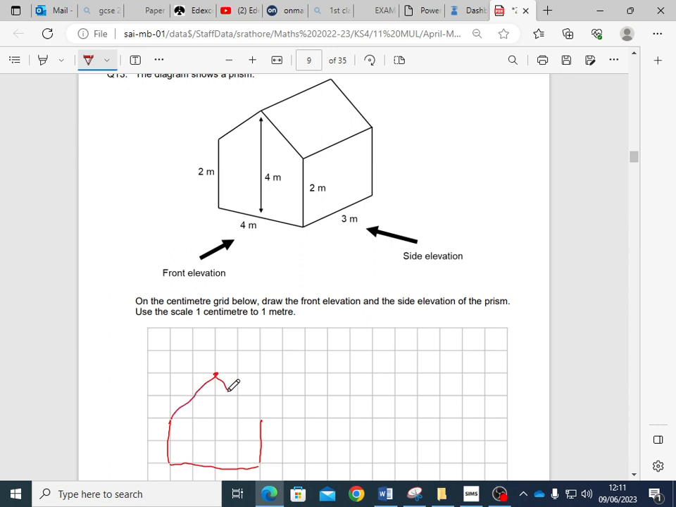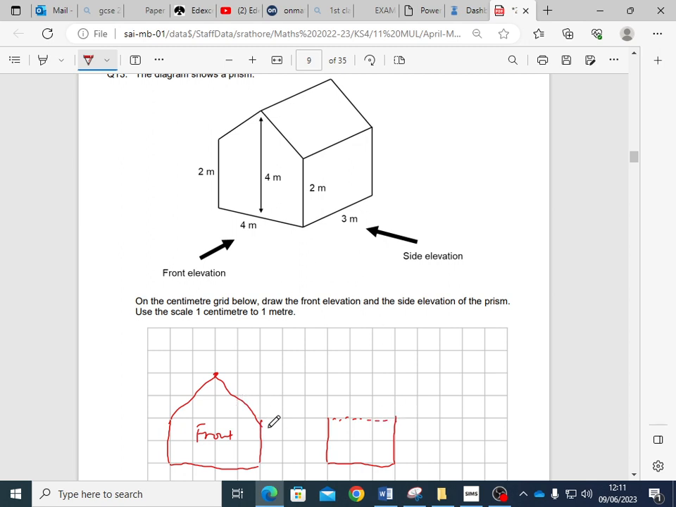So that, please use a ruler. Mine looks terrible. That is the front, what it looks like from there, the front elevation. On the side, now be careful, loads of people mess this up. On the side it's going to be 3. Then it's going to be 2 up to the wall. I'm going to put a little dash here.